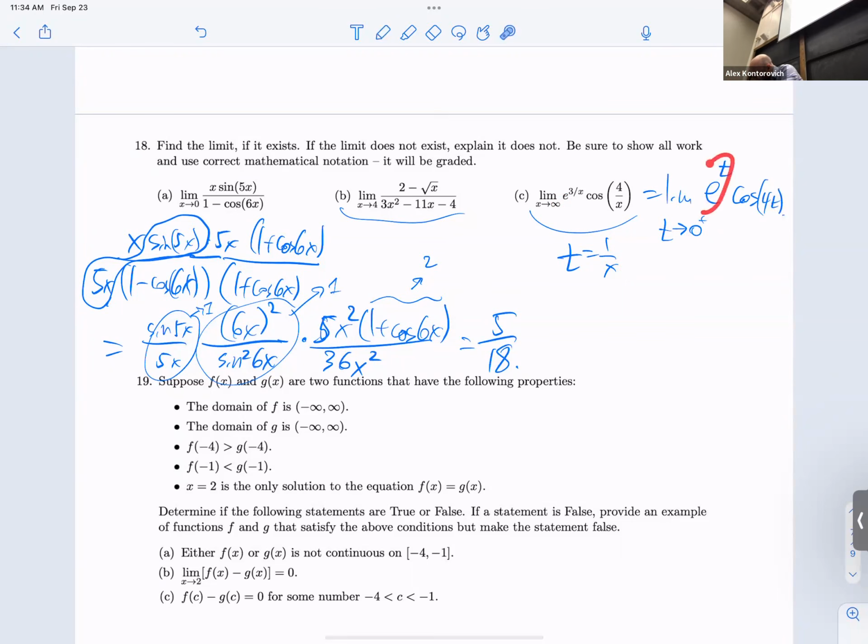Great. What's happening to e to the t at 0? This is going to 1. What about cosine at 0? That's 1. Oh, beautiful. 1 times 1 is 1. Next.